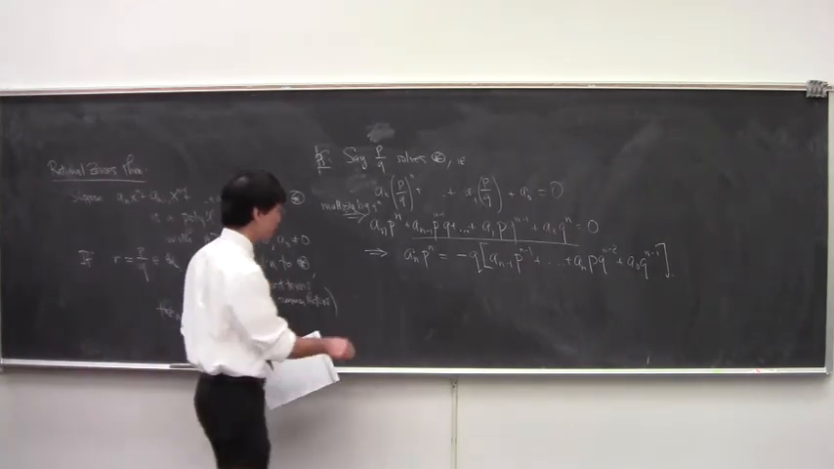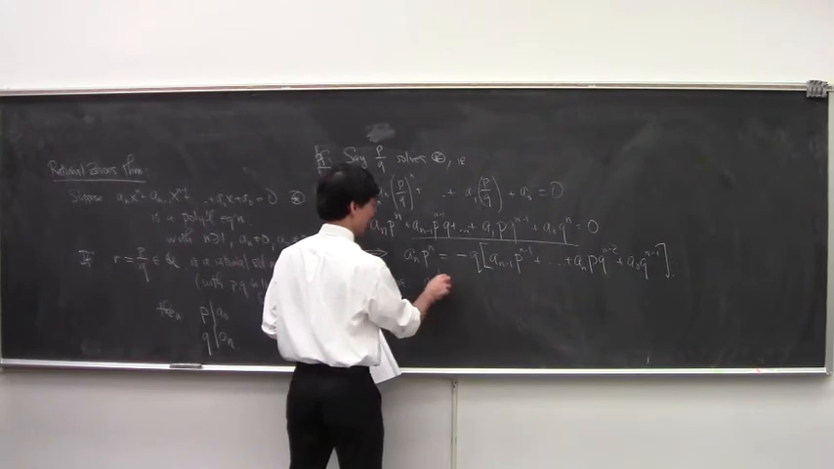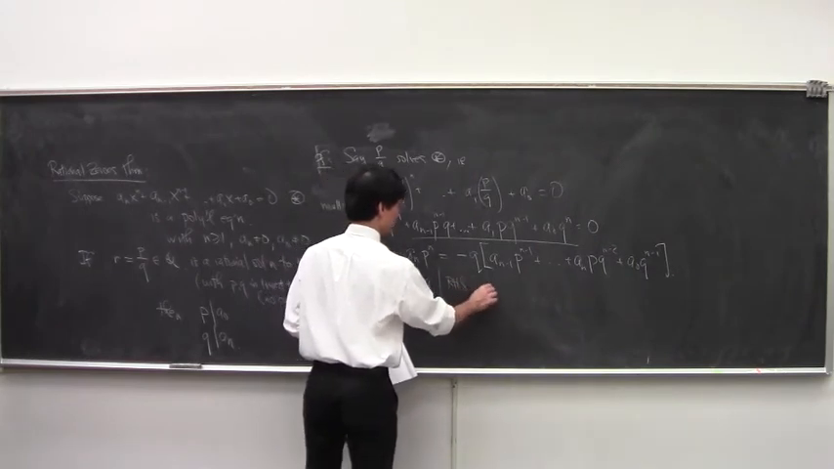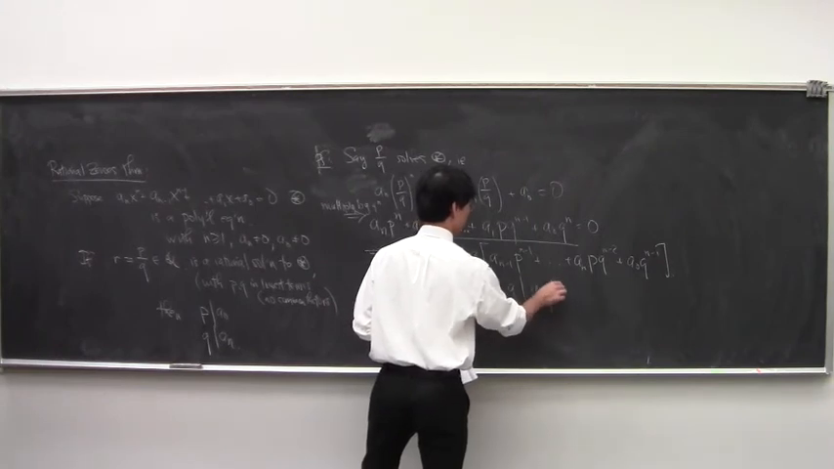You observe q divides the right-hand side. So q must divide a sub n p to the n.